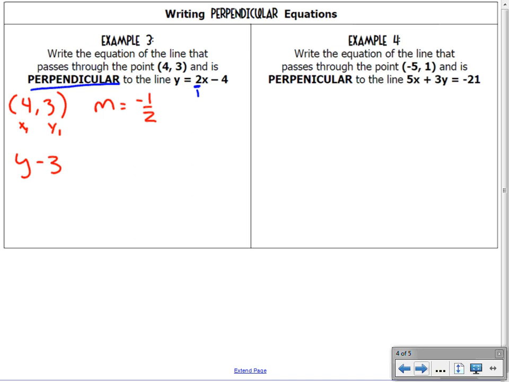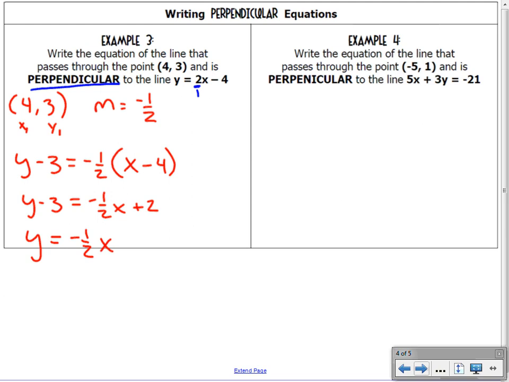So we get y minus y1 is equal to the slope times x minus x1. We distribute our negative 1/2. We add 3 to both sides. And here's our final equation. And we can verify that this is a perpendicular line because the slopes are opposite reciprocals. One is 2 over 1, the other is negative 1 over 2.